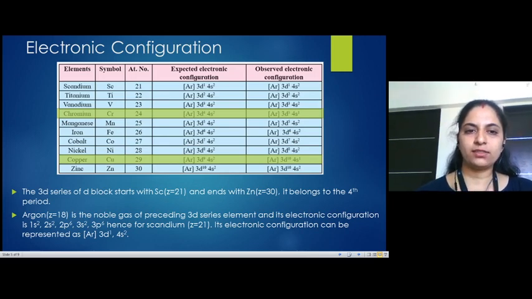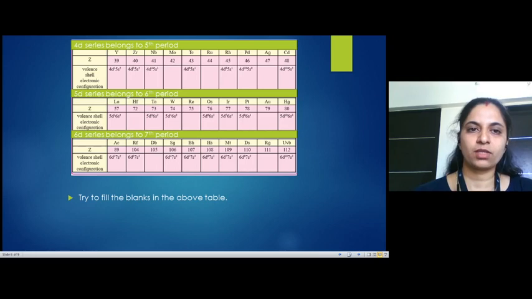In this table, we can see the observed electronic configuration of chromium and copper is different from the expected electronic configuration. Why is it so? We will see this in the next slide. These are the 4d series, 5d series and 6d series, which belong to the 5th period, 6th period and 7th period of the modern periodic table. You can try to fill these blanks in the above table.